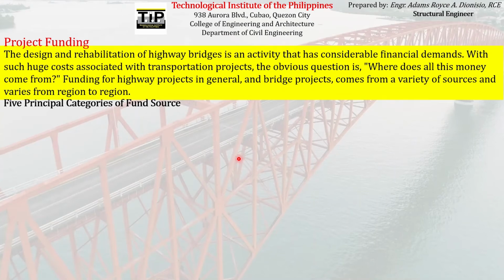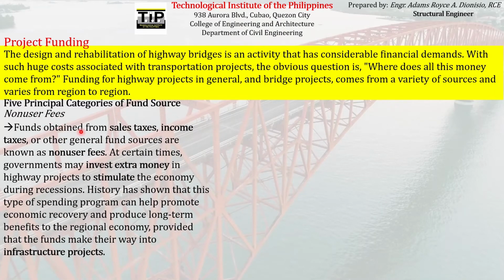So another source of funds for providing the needs of a certain transportation project, a highway or bridge project, can come from non-user fees. Funds obtained from sales taxes, income taxes, or other general fund sources are known as non-user fees. So these are again another source of funds that can provide for the needs of a certain transportation project.